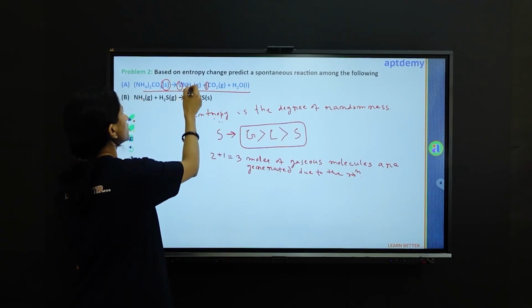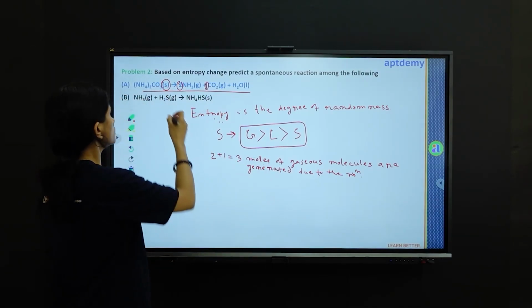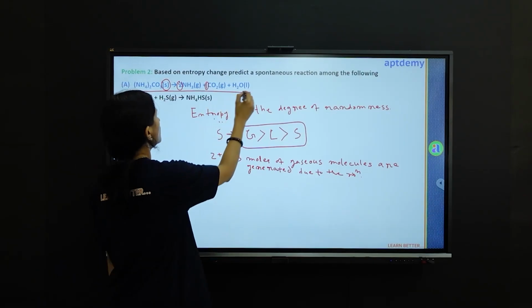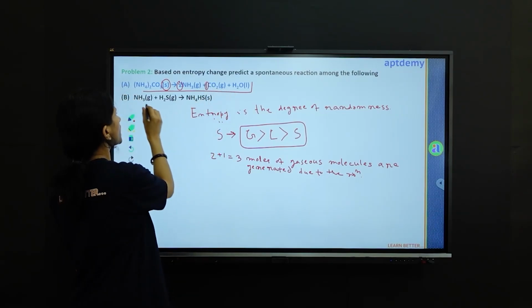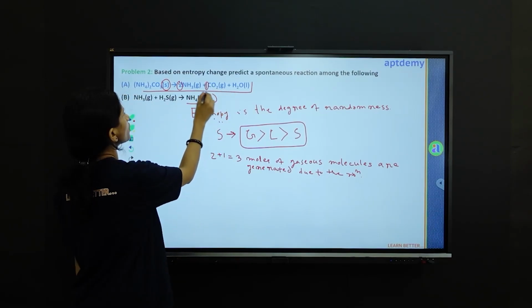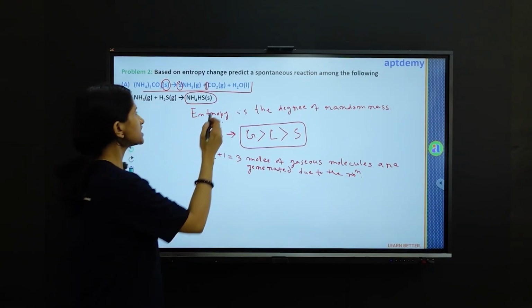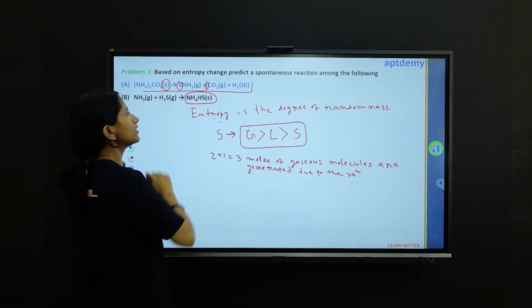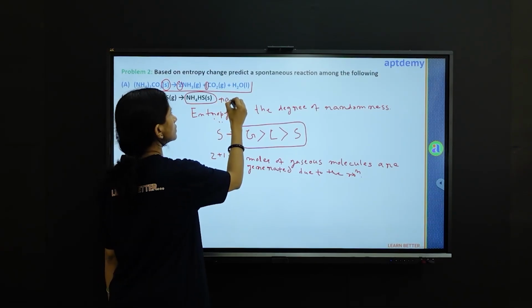and disorderedness here would be much greater because we are generating 3 moles of gaseous molecules from 1 mole of solid substance. So disorderedness or randomness would be much more here than here, where the product is solid. So randomness is much less here than there. We are generating a solid product, so randomness is very low.